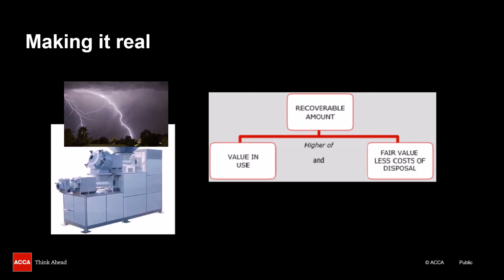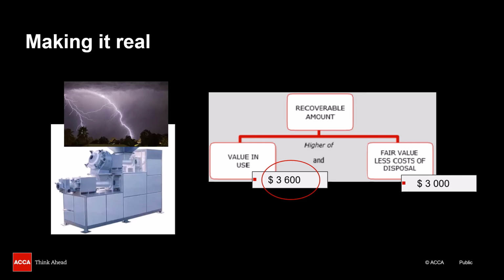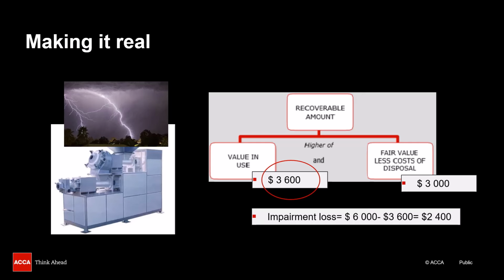At this point, the entity is required to estimate the machine's recoverable amount, which is the higher of the value in use or fair value less cost to sell. In this instance, the value in use of $3,600 is higher than the fair value less cost to sell of $3,000. So the recoverable amount would be $3,600. Now, since the carrying amount of $6,000 exceeds the recoverable amount of $3,600, an impairment loss of $2,400 exists.